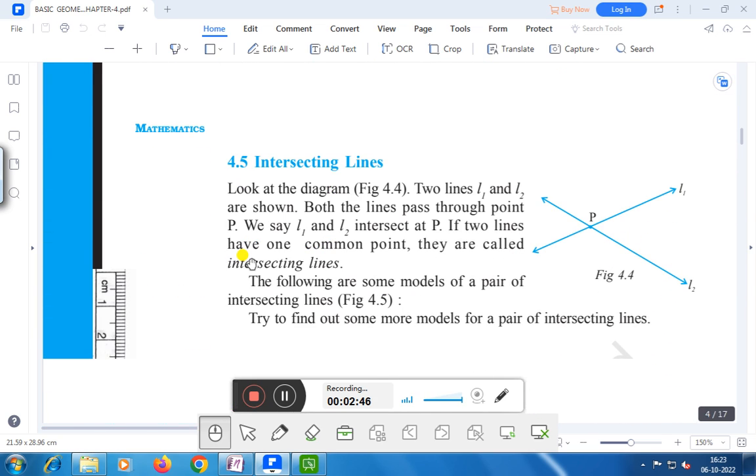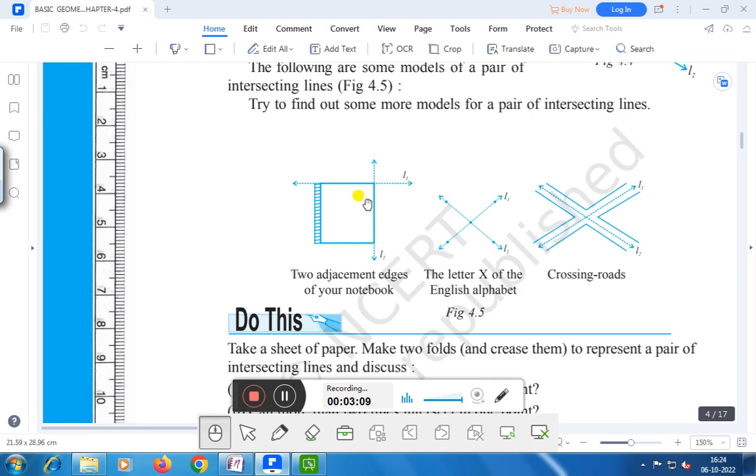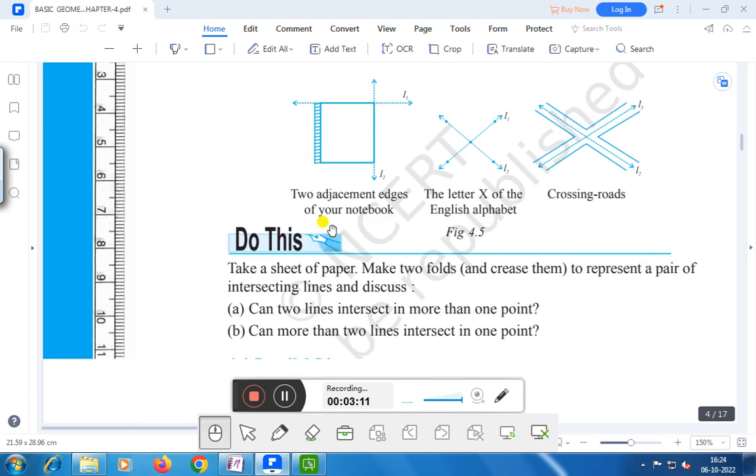Next one, we will define intersecting lines, right? Look at the diagram, figure 4.4. Two lines L1 and L2 are shown. Both the lines pass through point P. We say L1 and L2 intersect at P. If two lines have one common point, they are called intersecting lines, right? The following are some models of a pair of intersecting lines. You see, these are all intersecting lines, right?